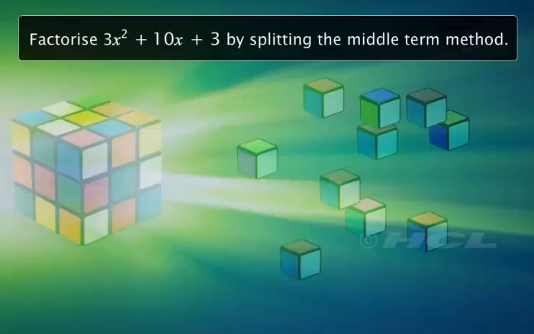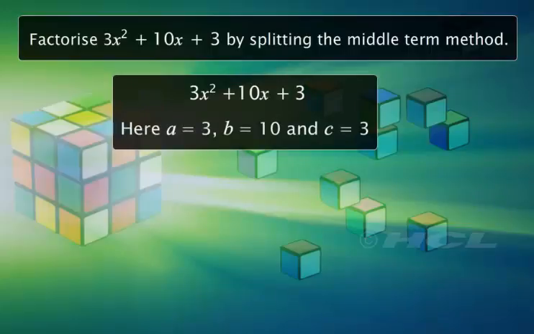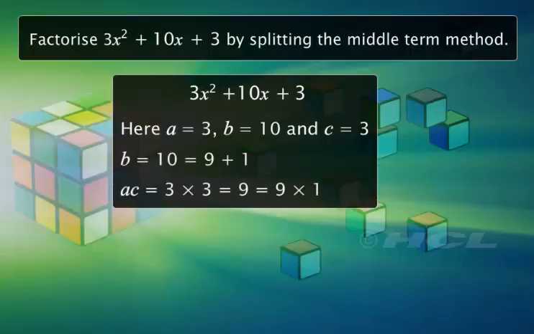By splitting the middle term, on comparison with standard quadratic polynomial ax squared plus bx plus c, we have a equal to 3, b equal to 10, and the product of a and c equal to 9. Notice that we can express the middle term 10 as the sum of 9 and 1, the product of which is 9 also.